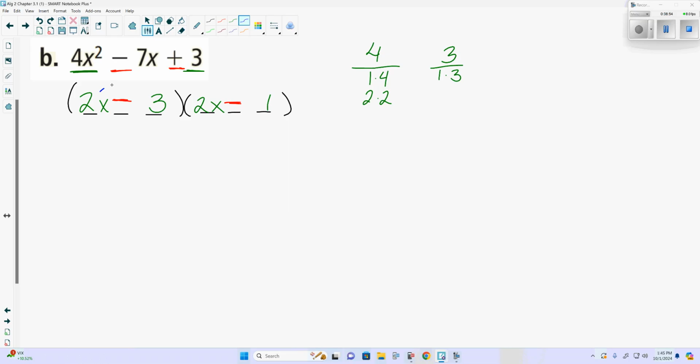And we can check. 2x times negative 1 is negative 2x. Negative 3 times 2x. Negative 3 times 2 would be negative 6x. Negative 2x minus 6x is negative 8x. Is that the middle term we wanted? No. We could have switched the 1 and 3.